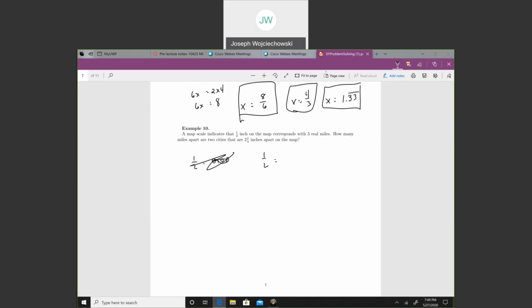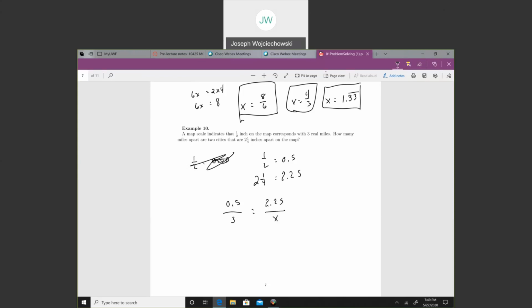1/2 equals 0.5, and 2 1/4 is equal to 2.25. So 0.5 is the 3 miles. That's 2.25 is x miles.